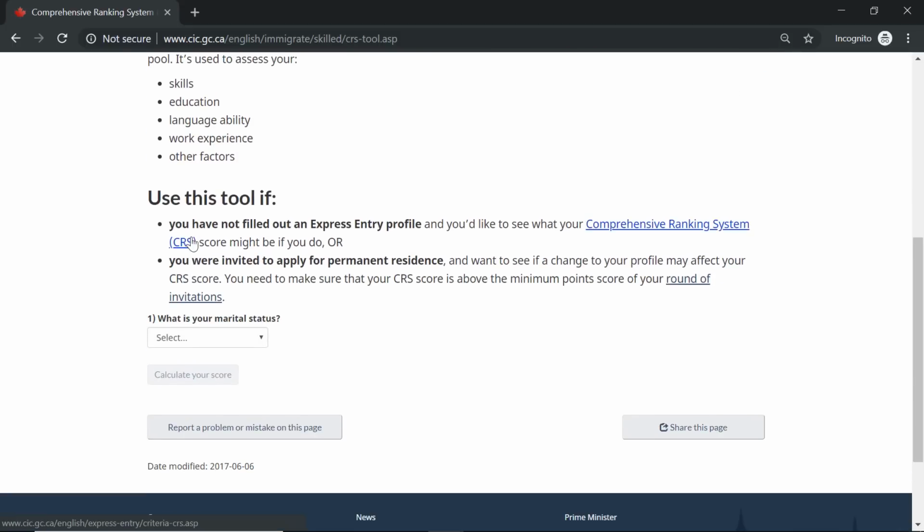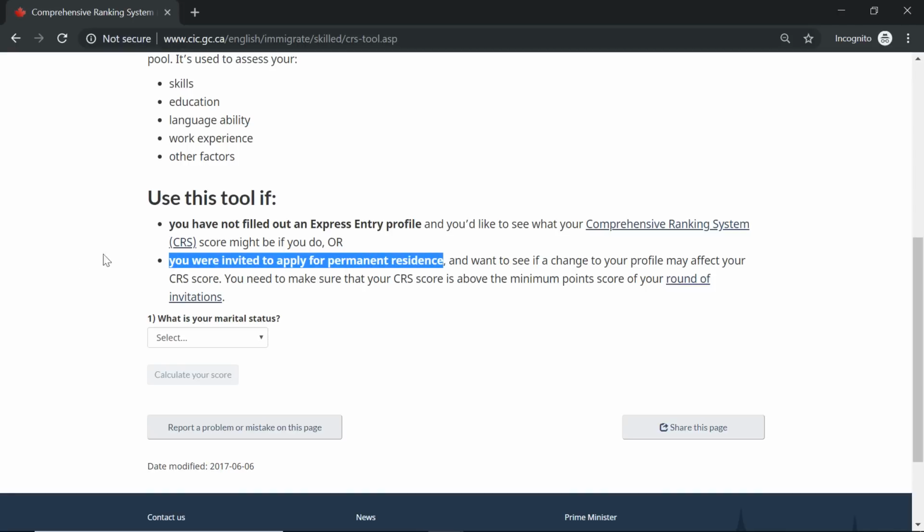So use this tool if you have not filled out an Express Entry profile and you would like to see what your score might be, or if you were invited and you want to see if a change in your profile may affect your score. That's important, because if you're already invited to apply and something changed, will your score drop or increase? And if your score is lower than the band that they call, then you have an issue if you've already received an invitation to apply, right?